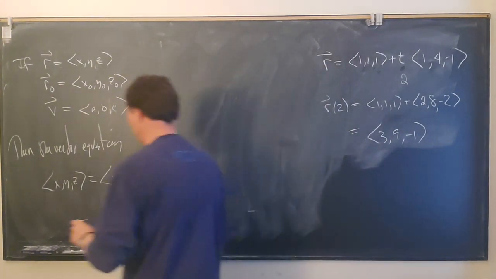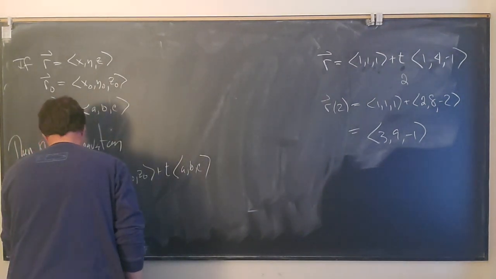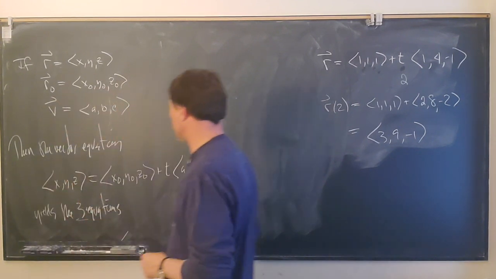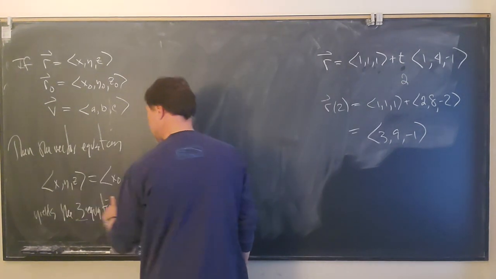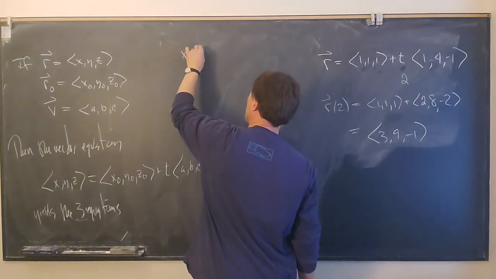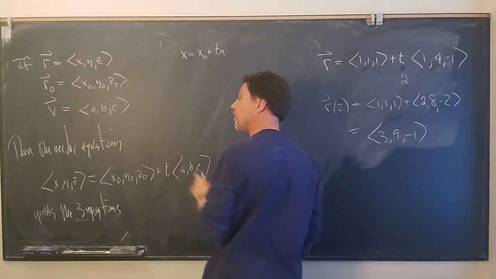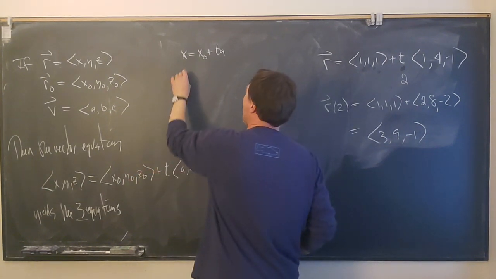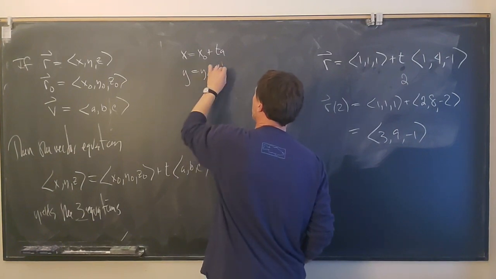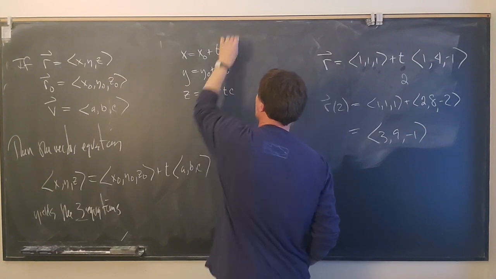So then the vector equation yields the three equations. What I want to do is focus on the first component. What we have is x has to equal x0 plus t times a. So we get x equals x0 plus t times a. Focus now on the middle component, y equals y0 plus t times b. And then finally, z equals z0 plus t times c.